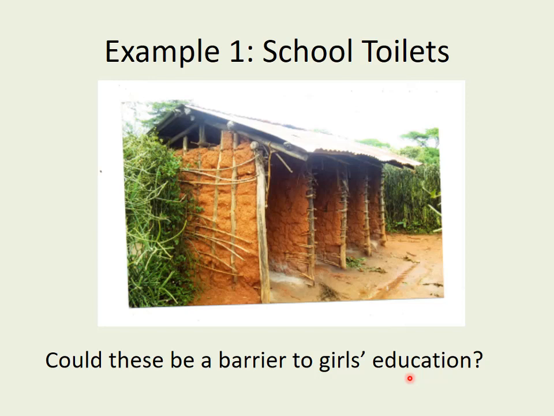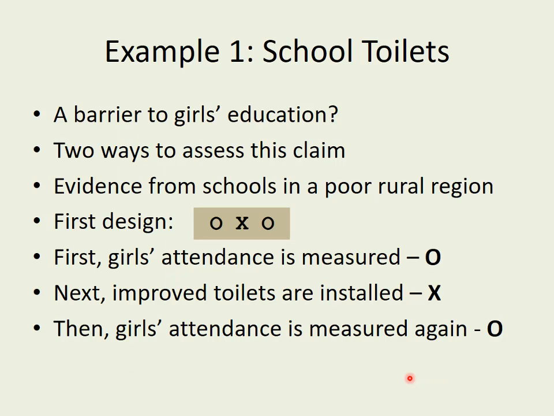So example 1, a glamorous example of schools' toilets. And these are often thought quite seriously to be a barrier to the education of girls for clear reasons, because they haven't got privacy, they can't deal with menstrual cycle and privacy, and parents are very reluctant to send their children to school if the girls have not got anywhere that's a private space. So they can be a barrier to girls' education. So 2 different ways you can assess this claim.